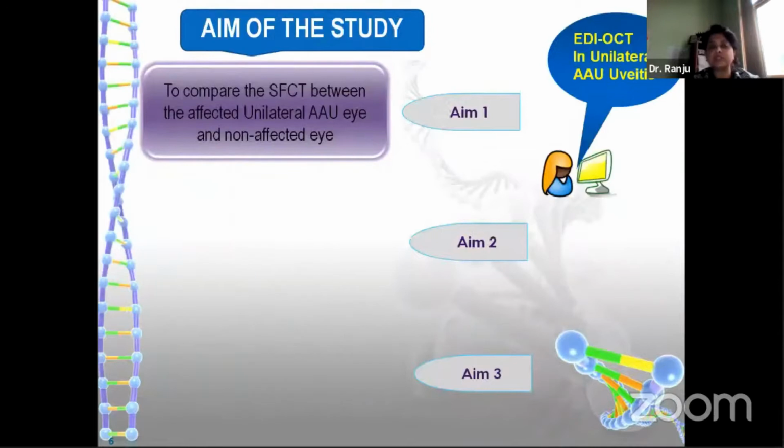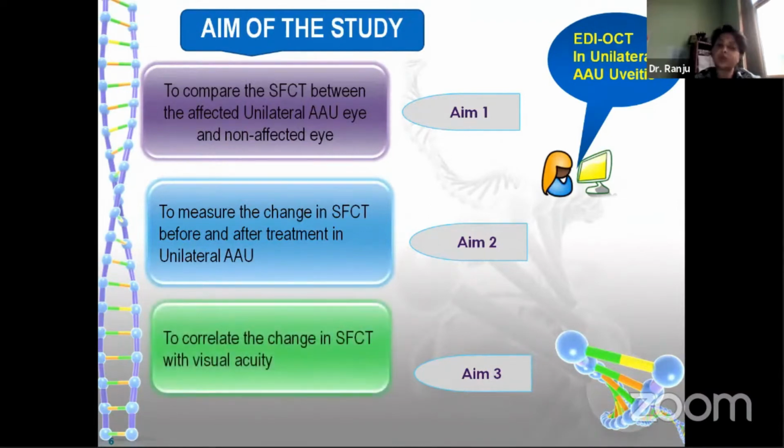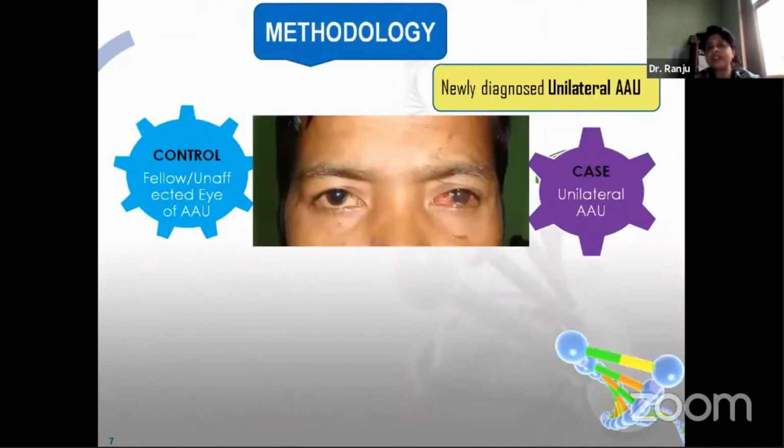So we had three aims. The first aim was to compare the subfoveal choroidal thickness between the affected eye and the unaffected eye in unilateral acute anterior uveitis. The second was to measure the change in the subfoveal choroidal thickness before and after treatment in such uveitic eyes. And finally, to correlate whether this change in subfoveal choroidal thickness is associated with visual acuity or not.